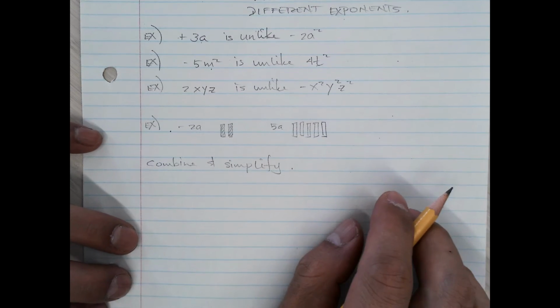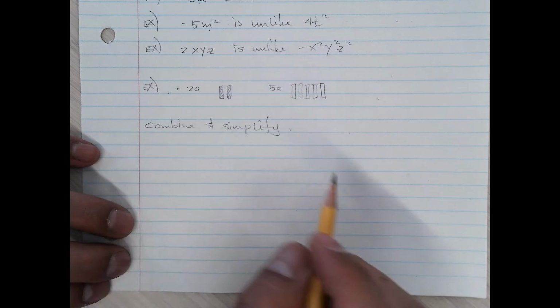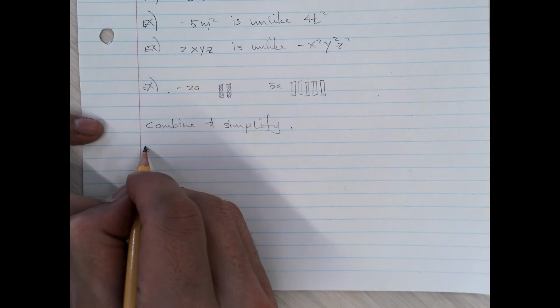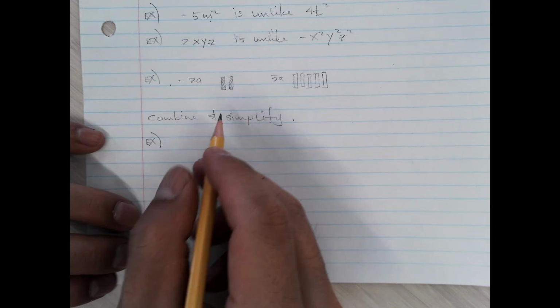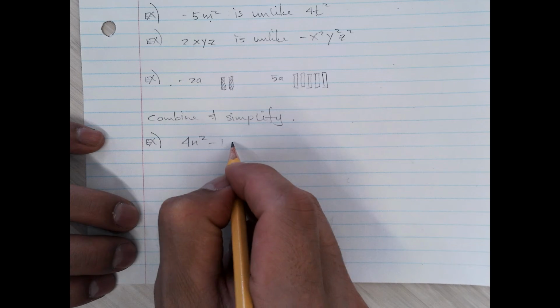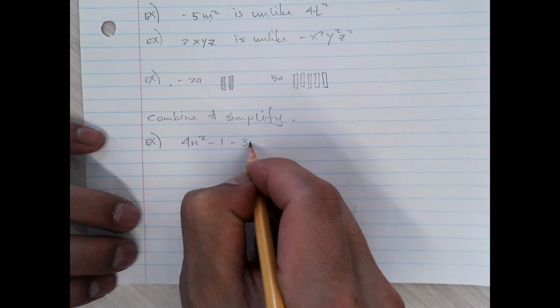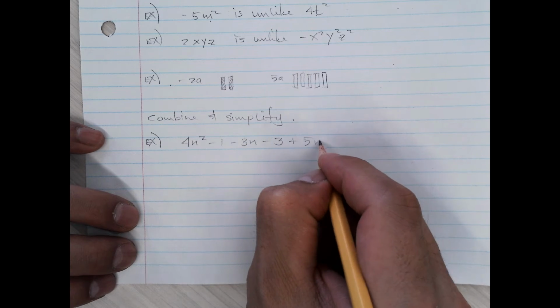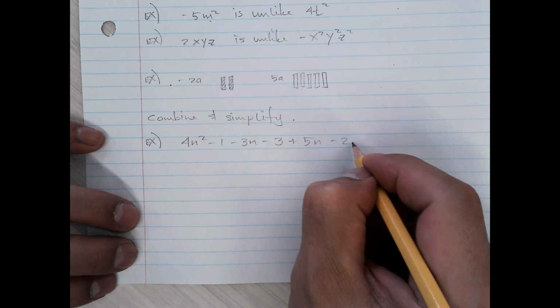Okay, again, this is going to be a condensed version because we already did this in class. We already have notes for this. So here's the first example, and I did this one in class. We have 4n squared minus 1 minus 3n minus 3 plus 5n minus 2n squared.